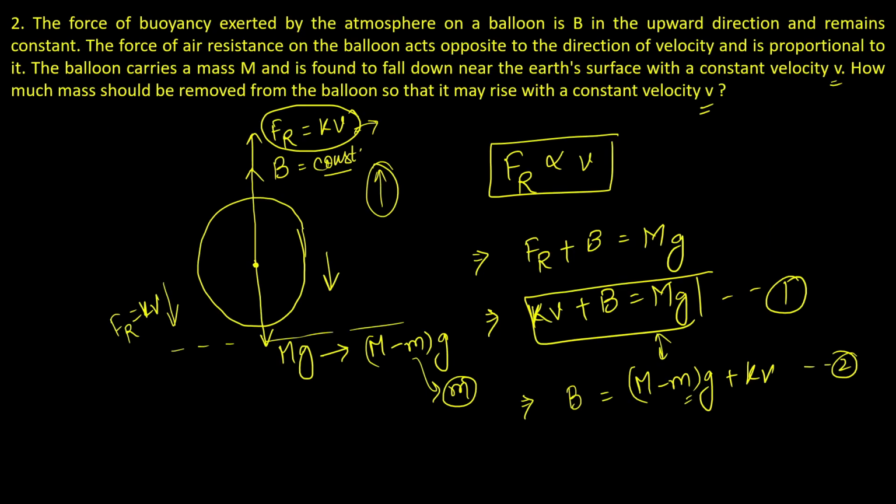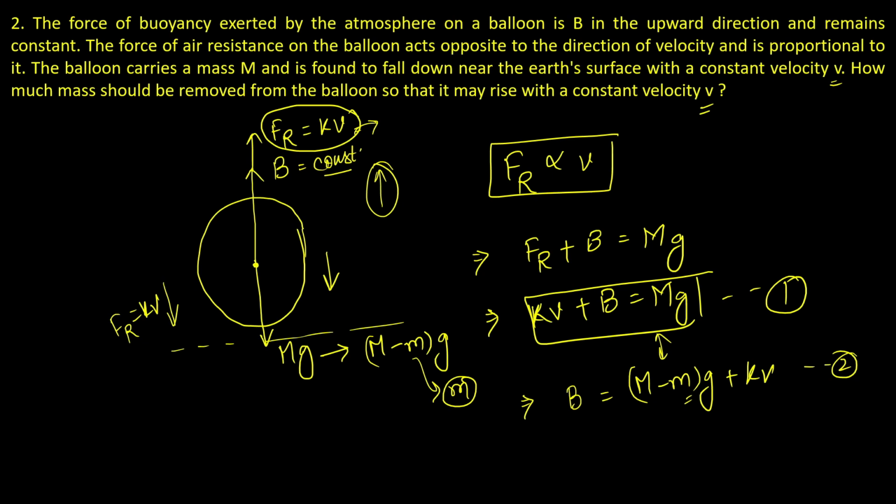See, the question is very simple, but it's given in somewhat complicated manner. It is given that initially the balloon is going down but with a constant velocity, and the forces are buoyancy force, air resistance, and its own mass. Now, because of this constant velocity, the forces are balanced in both the directions. And in the second case, if you're going to remove the mass from the balloon, then the balloon will start rising, like starts moving in the upward direction.